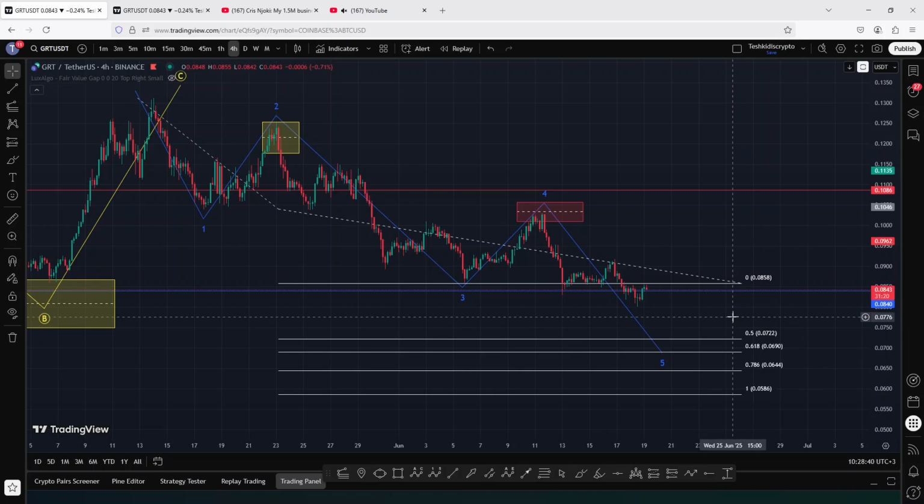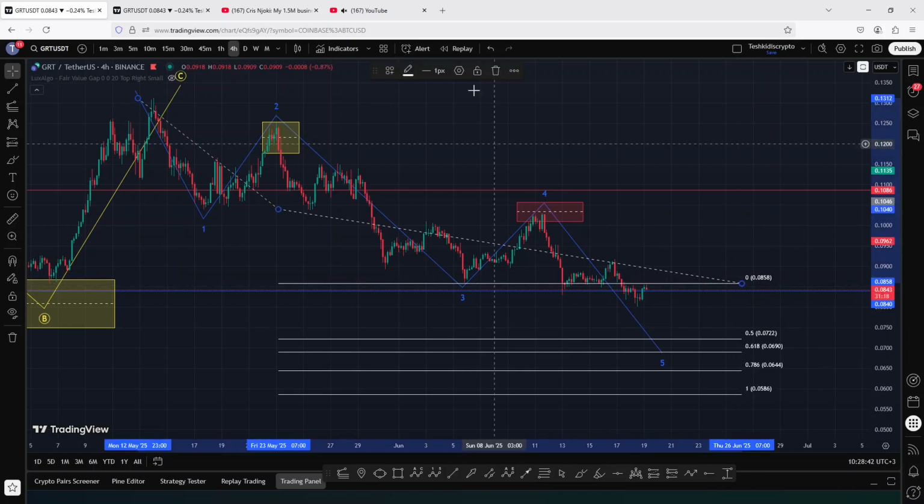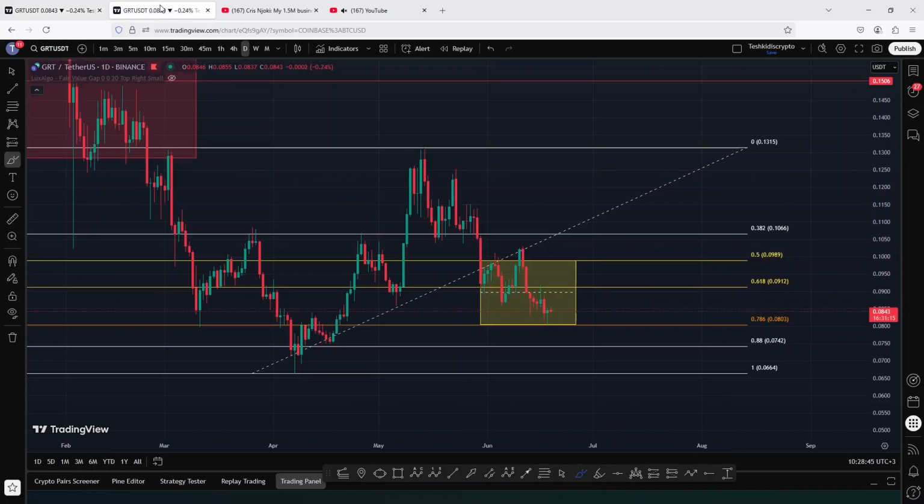and that lies above the 0.069 as your next target area. So that is the price action that I'm expecting here on the GRT chart on the short term. And let us be patient and see how that plays out, and I will ensure you stay up to date.